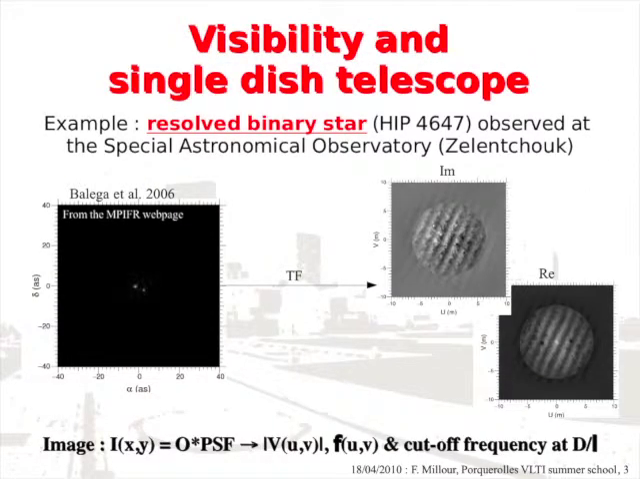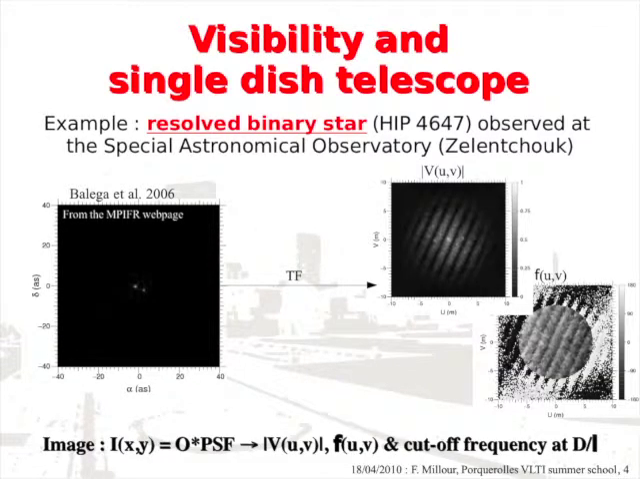So this is, just to recall again, the image of a binary star. If you do the Fourier transform, you have an imaginary part and a real part of this binary star. You see that you have some modulation, but you can also display the Fourier transform of your object as amplitude and phase. In the amplitude you see clearly the stripes corresponding to the binary star, and in the phase also you have some modulation.